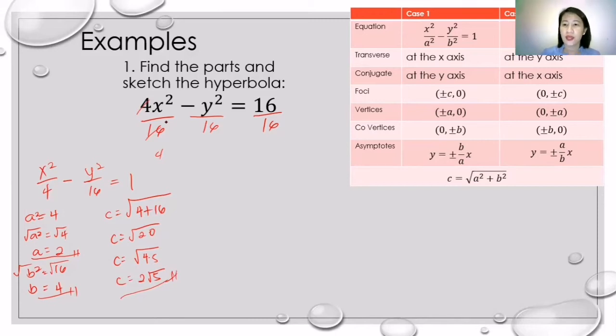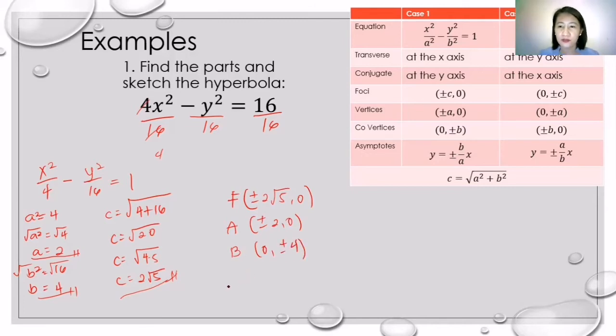So we start with the foci, F. We will now have positive, negative C. So you'll have positive, negative 2 square root of 5, 0. And then our vertices, again, we will be using A this time. So A, that is positive, negative 2, 0. Then B will be 0, positive, negative 4.